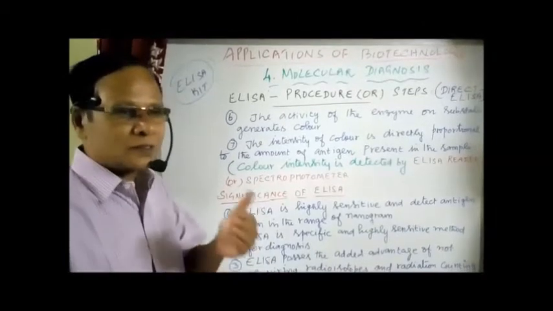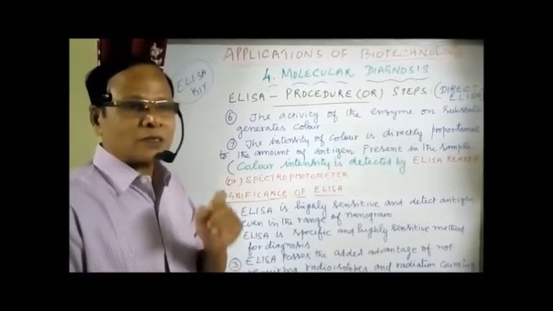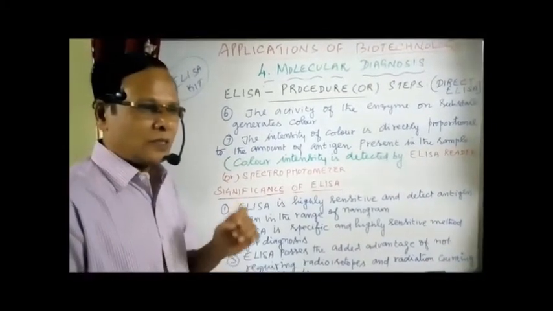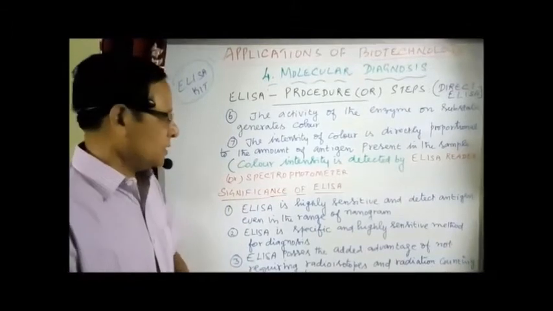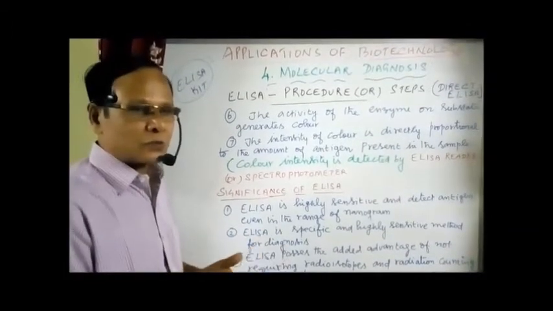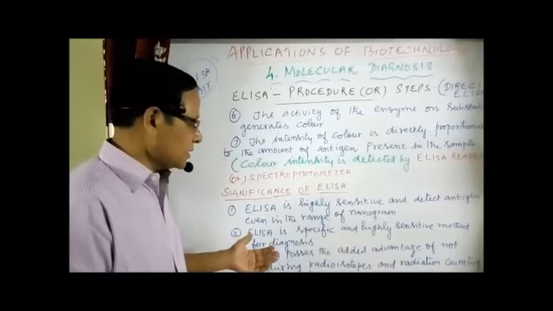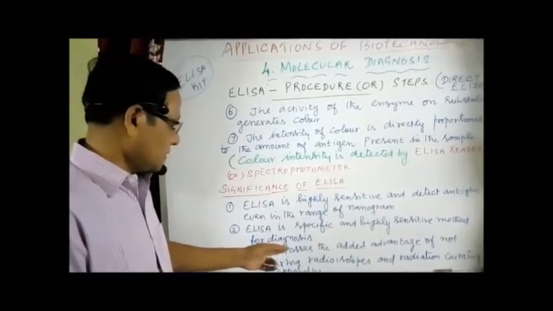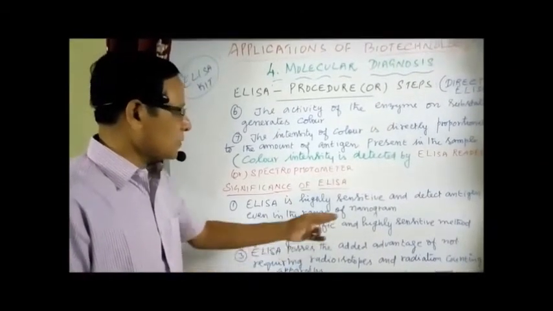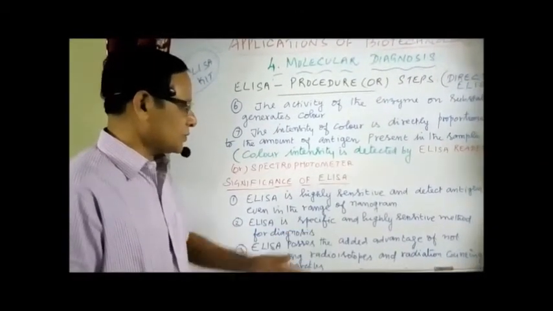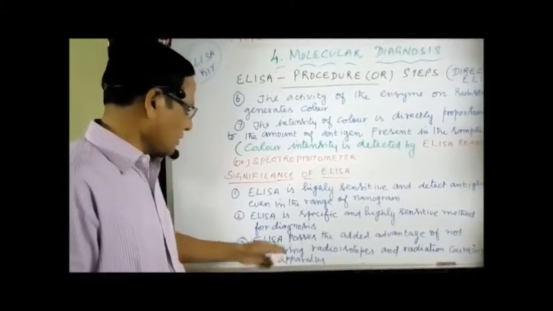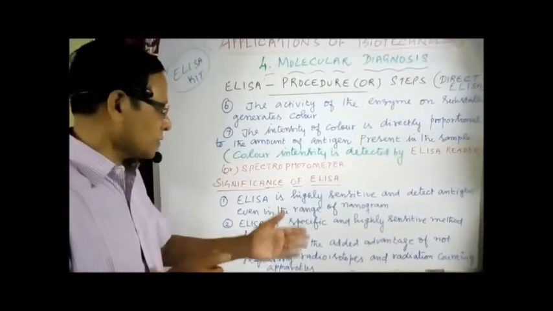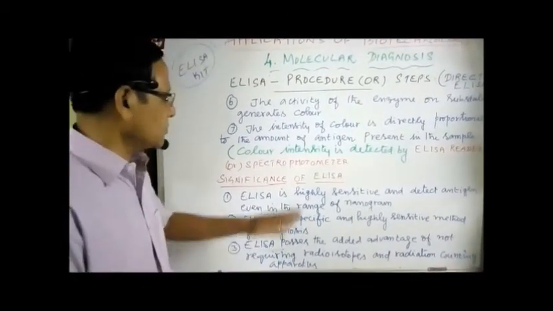And also it doesn't require radioactive isotopes or radioisotopes, and doesn't require a radiation counting apparatus. So ELISA possesses the added advantage of not requiring radioisotopes and radiation counting apparatus. That means we are not using radioisotopes, so there is no need for a radiation counting apparatus. That is about the significance.